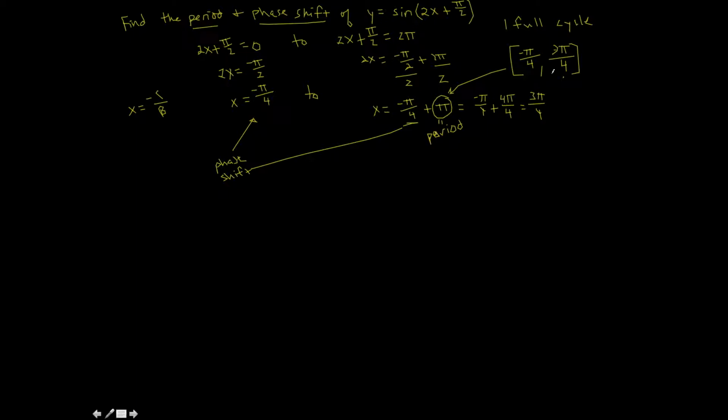Now, what if we wanted 2 cycles? Well, you would either add pi, so you would do 3 pi over 4 plus pi, or you would do negative pi over 4 minus pi, and that would take you to the left and to the right, respectively. So you could find 2 full cycles either way, either going to the left, you could find another cycle on the left side, or you could find another cycle on the right side. But that would be how you would get it, is either adding or subtracting the period. Okay? Adding or subtracting the period.